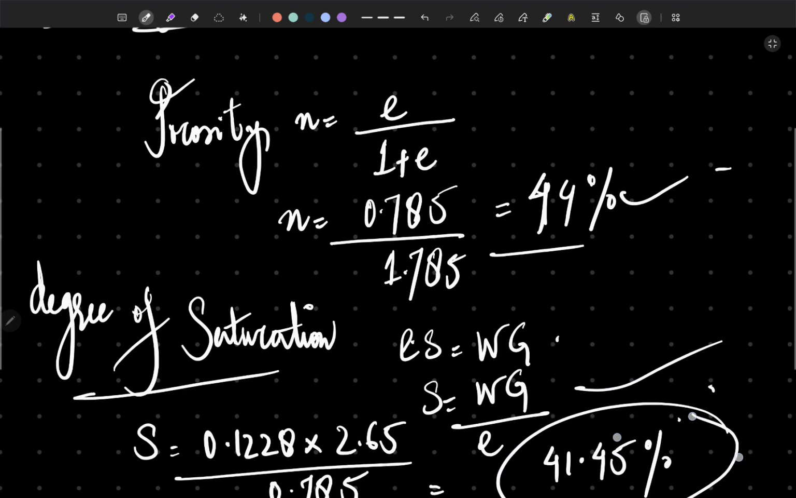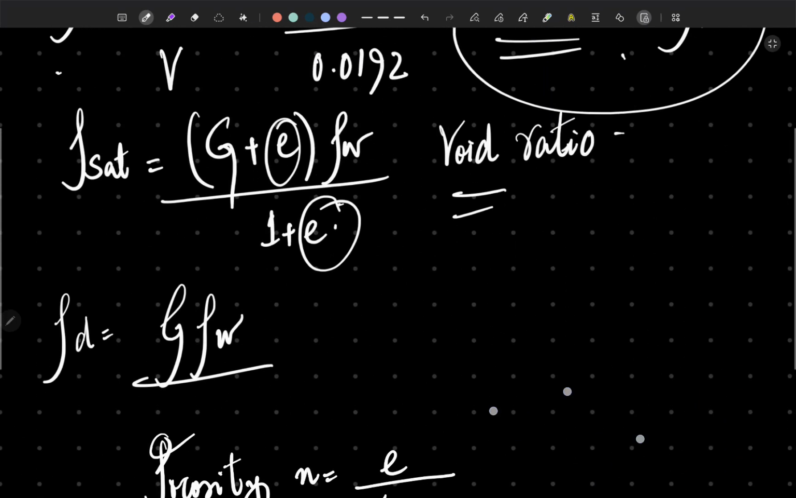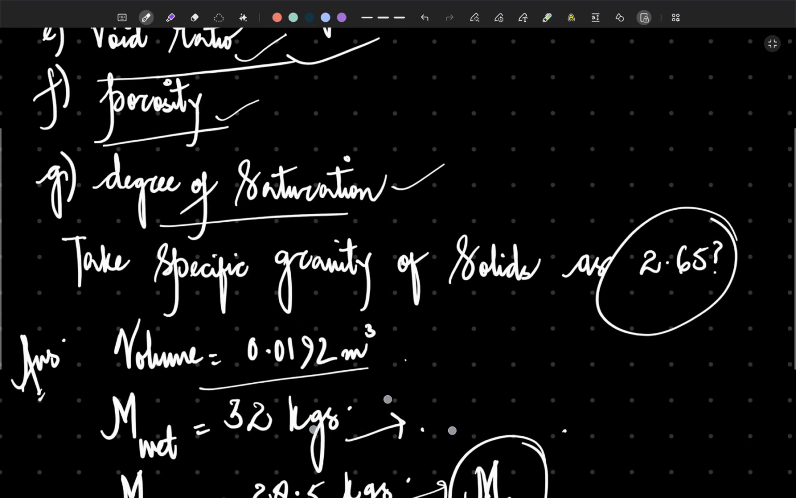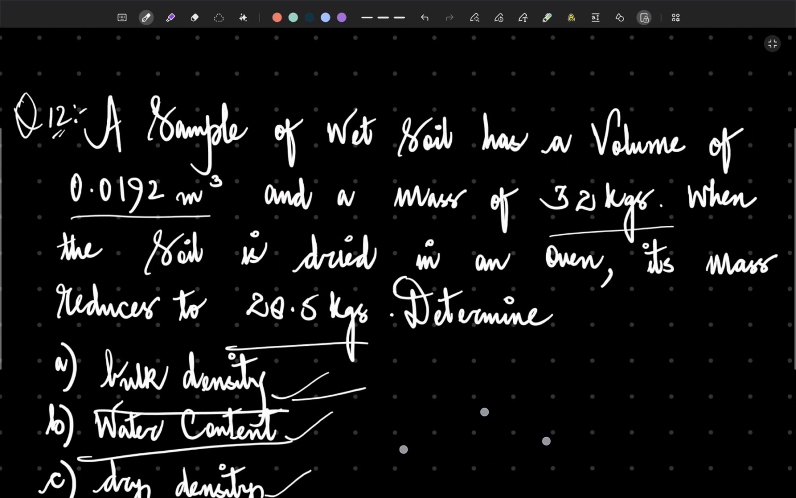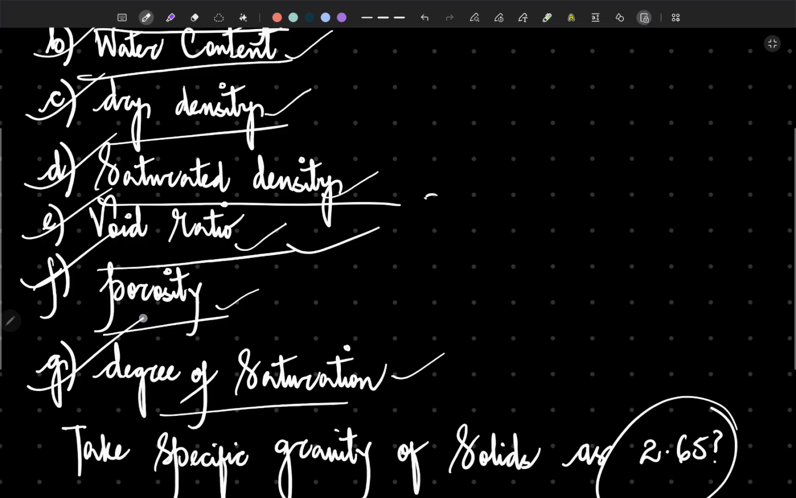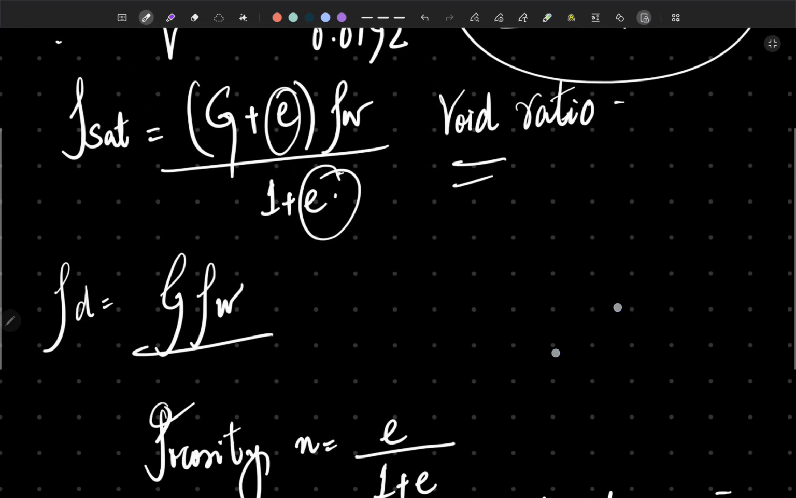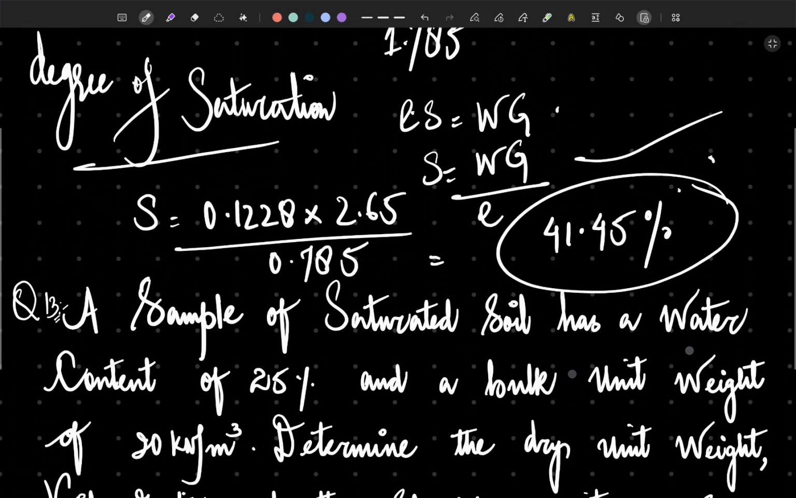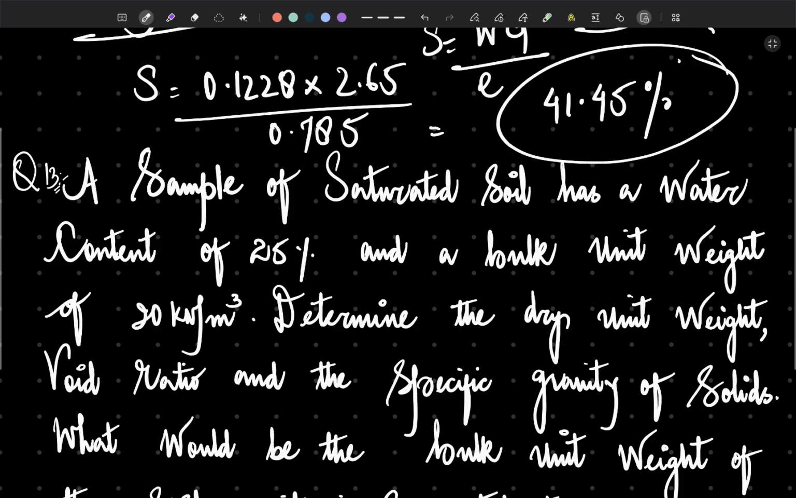So that's how we calculated each and every parameter from the data given in the question. We completed all the parts. We found bulk density, water content, dry density, saturated density, void ratio, porosity, and degree of saturation as well. Moving on to the next question. We are trying to solve as many numerical questions as possible for this topic of geotechnical engineering, that is weight volume relationships.